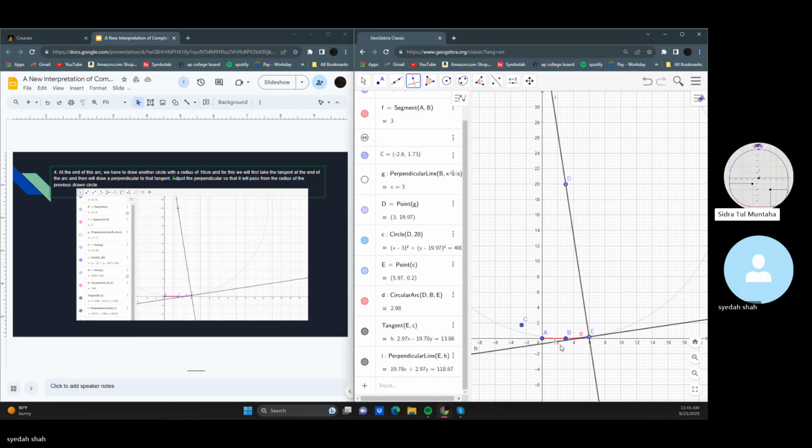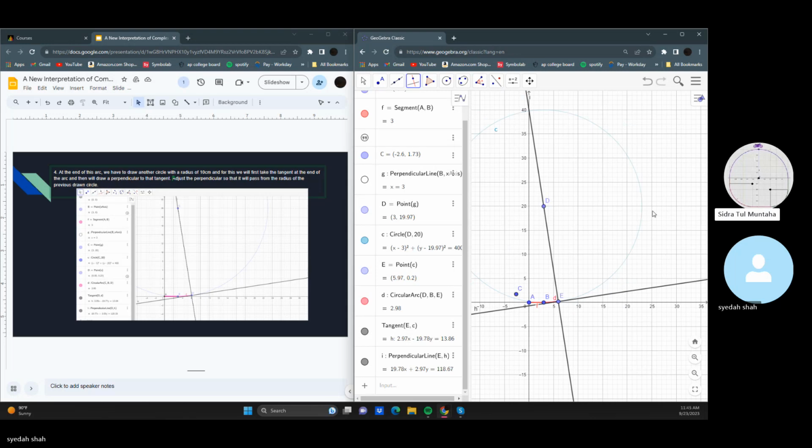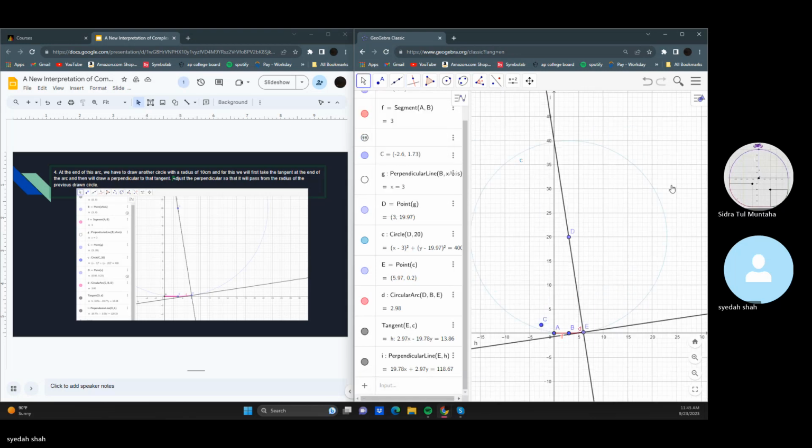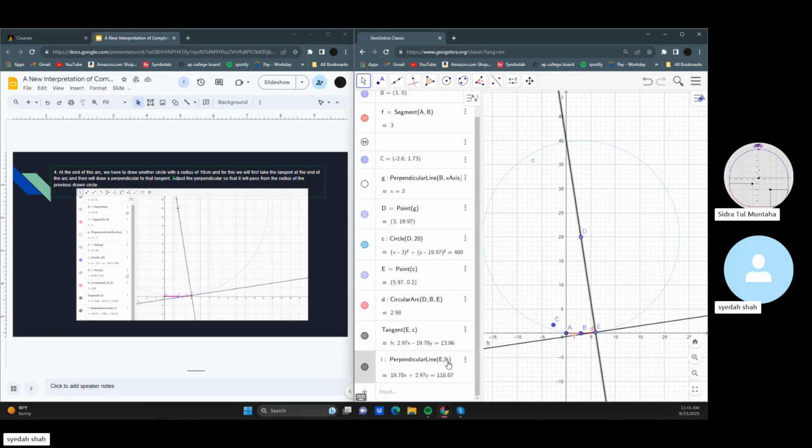You have to take perpendicular from here, and adjust the perpendicular so that it passes on the radius of the previous circle. Okay, I think I did it. Yes. And now take the perpendicular, and the tool on the toolbar is the third icon. Oh, okay. Yes. So instead of H, I should do D.